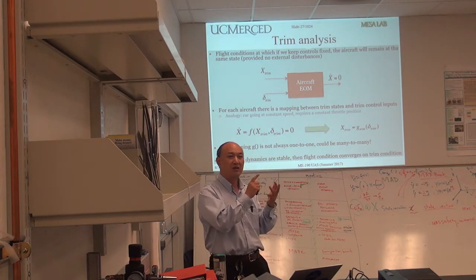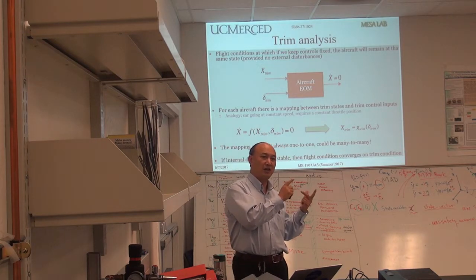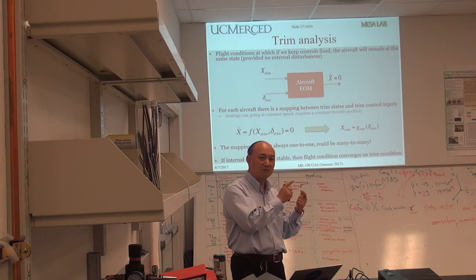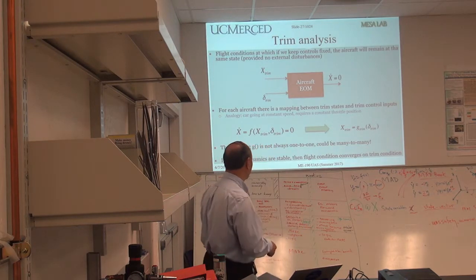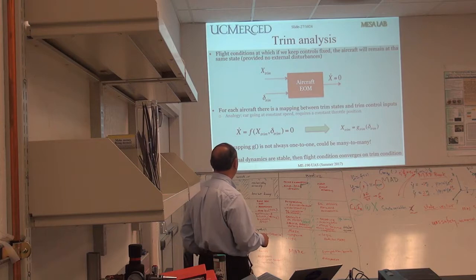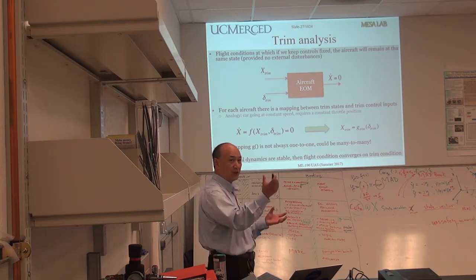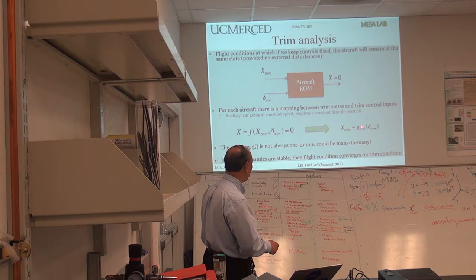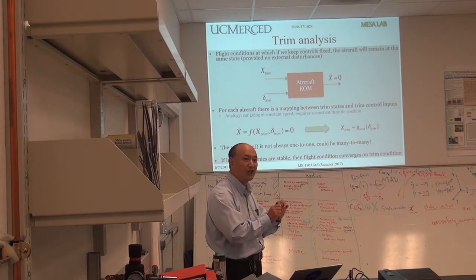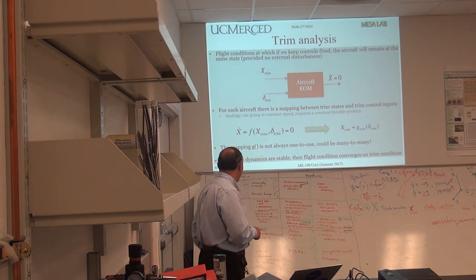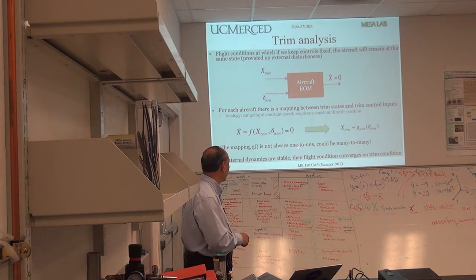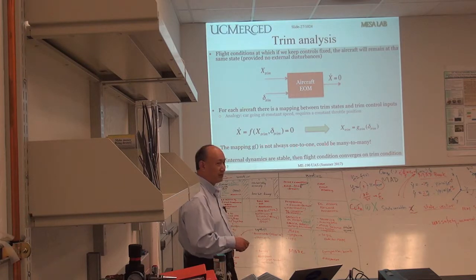Throttle, elevator, aileron, and rudder. So four of them. So with this kind of mapping, this equals zero, then I can write x trim in terms of delta trim. And you rearrange, you write that mapping g trim as a nonlinear relationship. So this mapping g is not always one-to-one, it could be many to many.